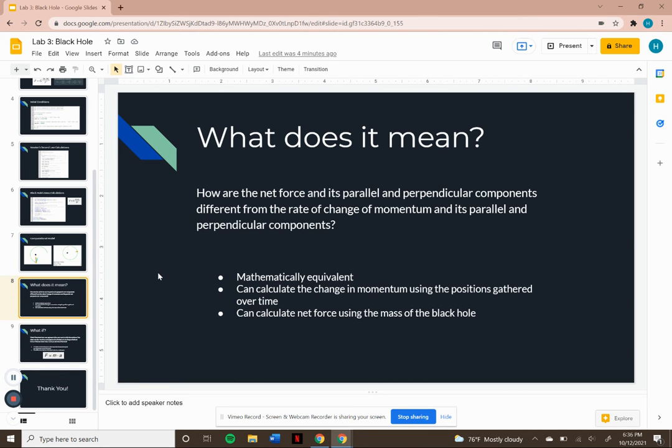What does it mean? How are the net force and its parallel and perpendicular components different from the rate of change of momentum and its parallel and perpendicular components? Mathematically, these are equivalent. However, we can calculate the rate of change in momentum using the positions gathered over time and velocity. However, we can only calculate the net force using the mass of the black hole.